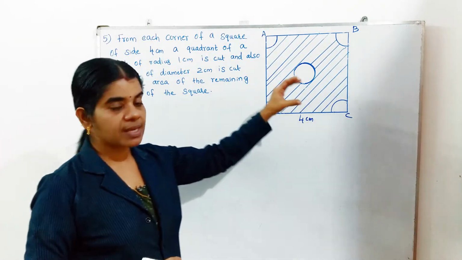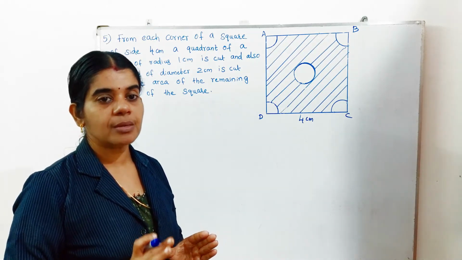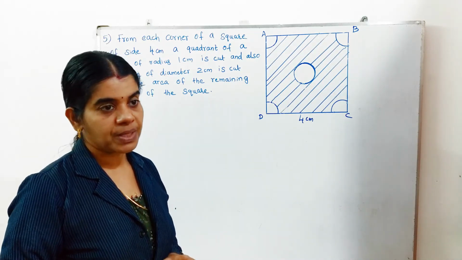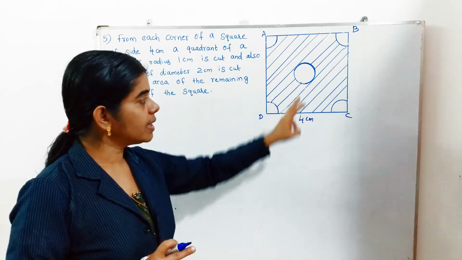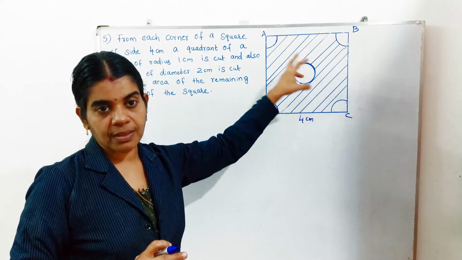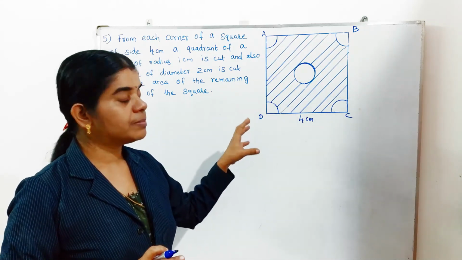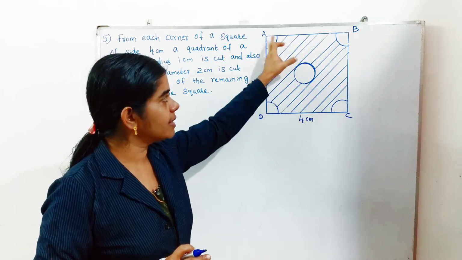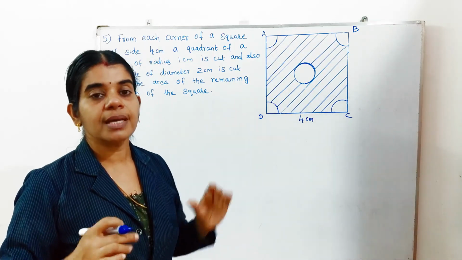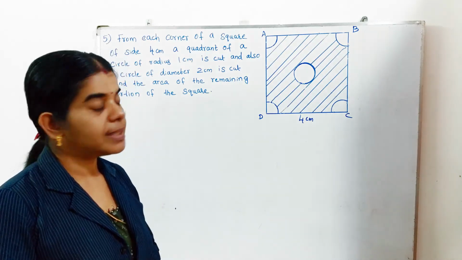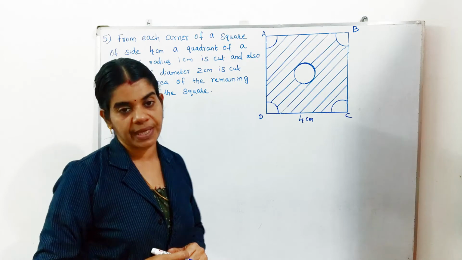4 quadrants of a circle means that will be one circle. Quadrant of a circle means 1 by 4 of a circle. Then 4 like that parts are there, that means one circle. Again one more circle is there. Then that area also you want to find out. Then from this circle area and those 4 quadrants which become one circle, that area also you want to add. Then that answer you want to subtract from the area of the square.